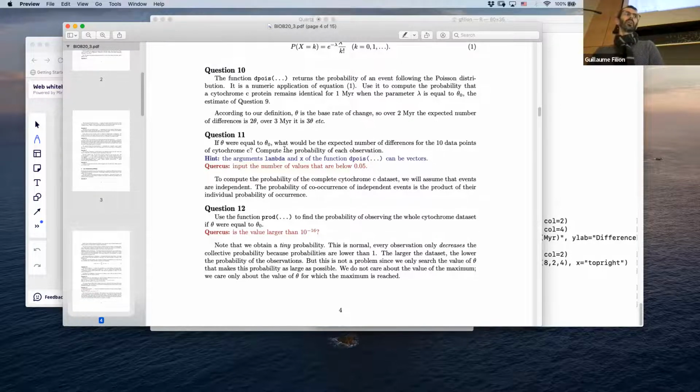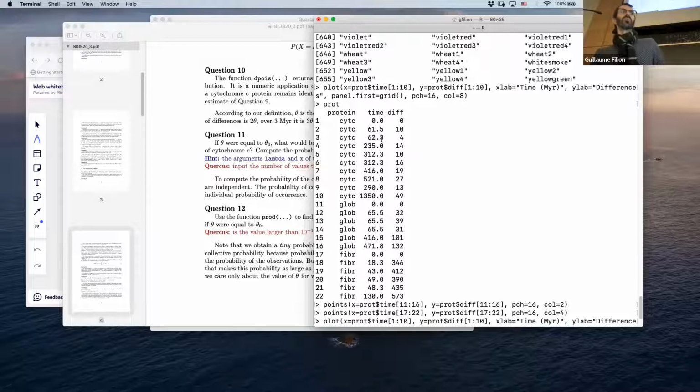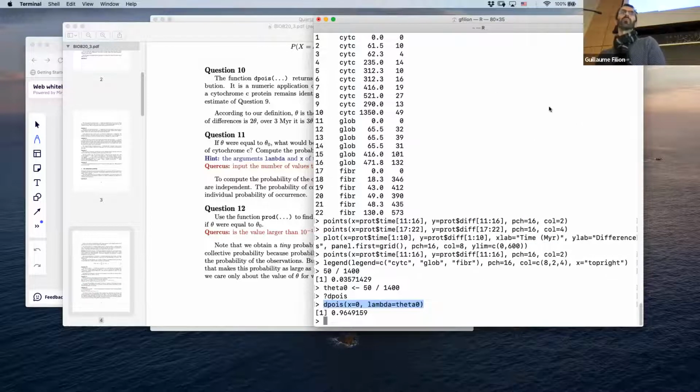So if we play pretend theta is equal to theta 0, well, because theta 0 is the parameter, now we know, we can compute at least, the expected number of differences over 61 million years, 62.3 million years, 35 million years, etc. How do I find for each of these millions of years the number of expected differences? Any idea? Multiplying time of each data point by theta 0 for cytochrome C. Wow, yes, that's the correct answer. Okay, so this is just a multiplication rate.